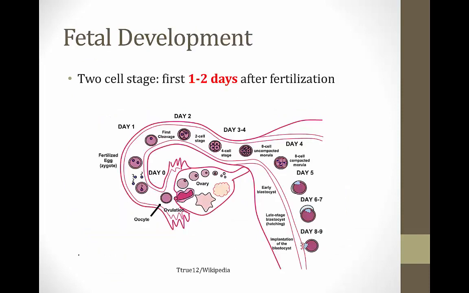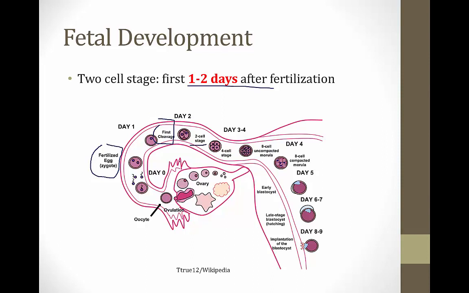Shown on this slide is an illustration that you can find in many textbooks showing all the steps from ovulation through fertilization through implantation of the developing embryo in the wall of the uterus. So first of all, you should know that fertilization takes place in the fallopian tubes, and it usually takes about 2 days after fertilization before that first cleavage event occurs and the developing embryo goes from the one-cell stage to the two-cell stage.